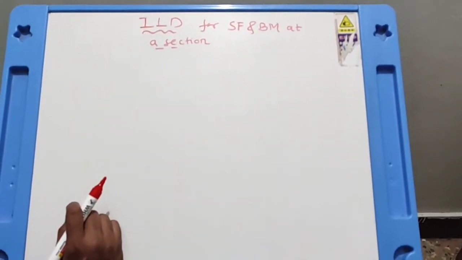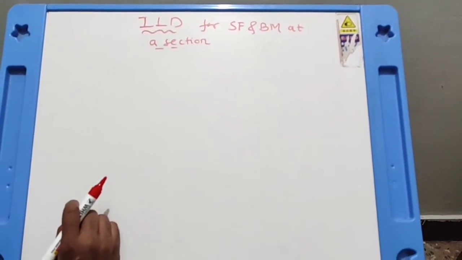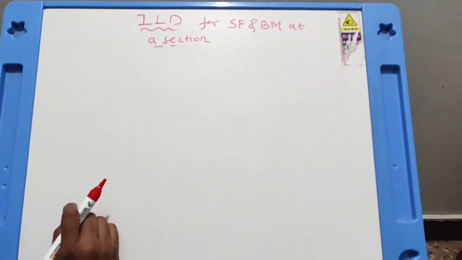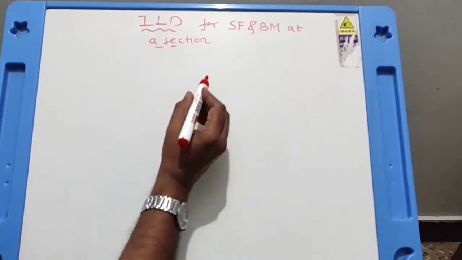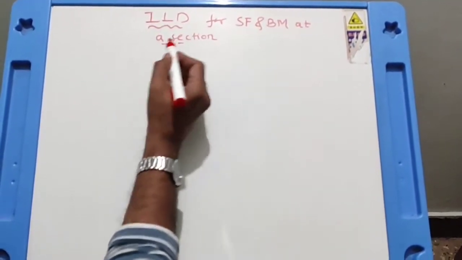Students, welcome back to this session. In the previous session, we had seen how to draw the influence line diagram for reaction at A and for reaction at B. In this session, we will see how to draw the influence line diagram for shear force and bending moment at any section.